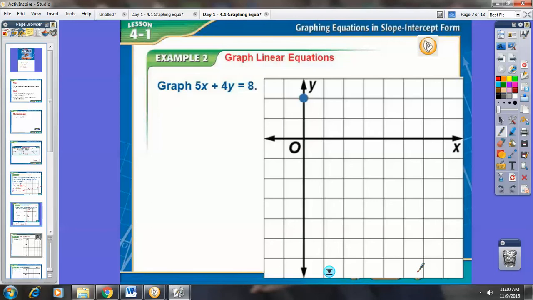If you think back, I think it was chapter 2, when we were solving equations, we did literal equations where we had lots of variables and we solved for a specific variable. That's essentially what we're doing. We're trying to get y by itself. So in this equation, to get y by itself, I would subtract 5x. We have 4y equals negative 5x plus 8. Go ahead and solve for y. We'll divide every term by 4. So y equals negative 5 fourths x plus 2.